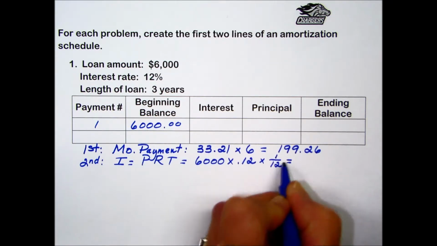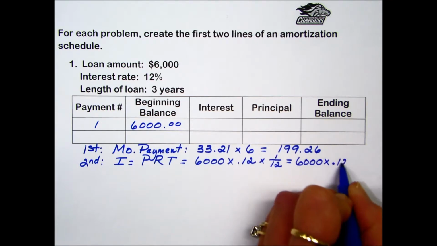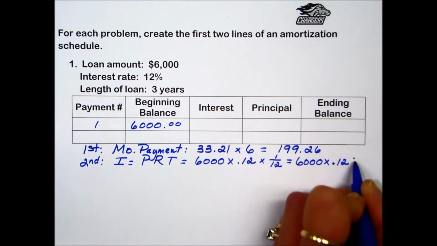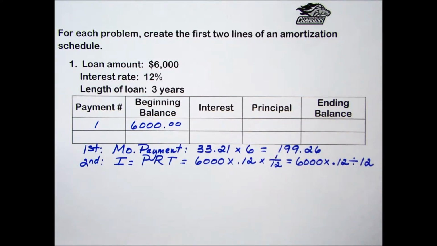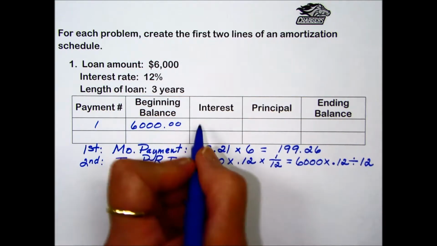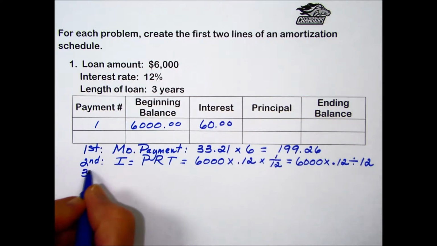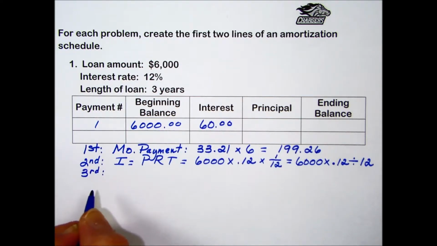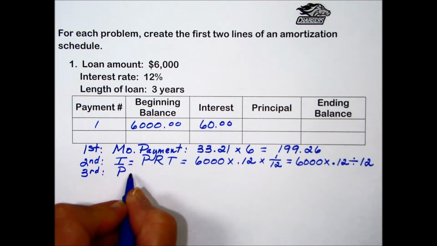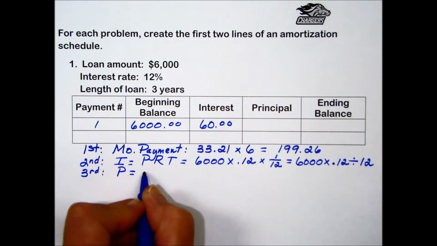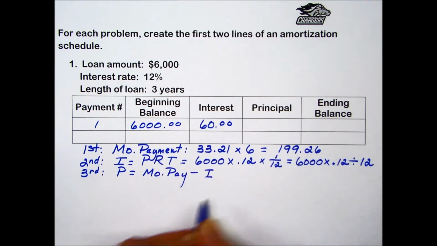In place of the 1/12 for our time, an equivalent operation would be to, instead of multiplying by 1/12, divide by 12. The result of that gives us an interest of $60. The third step for filling in our amortization table is to determine the principal portion of our monthly payment, and to do that we will take the monthly payment and subtract the interest that we just calculated.